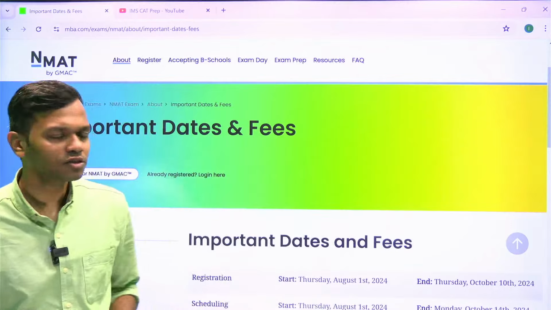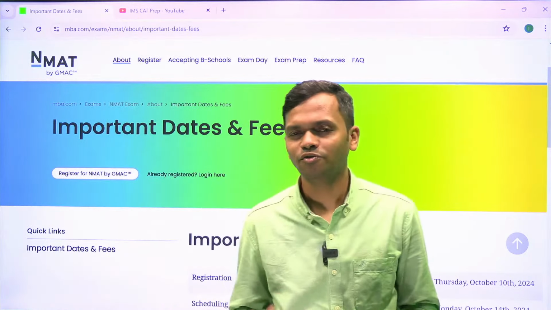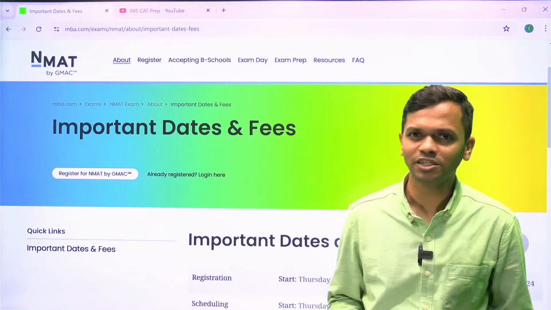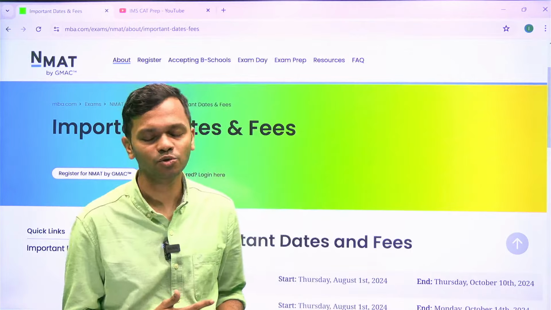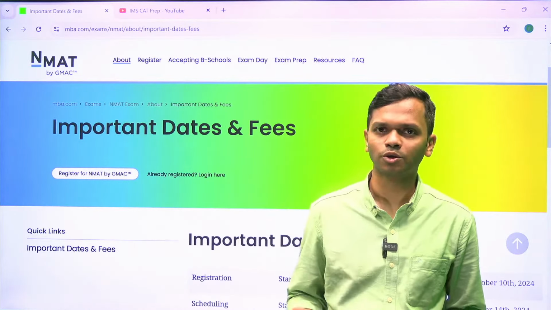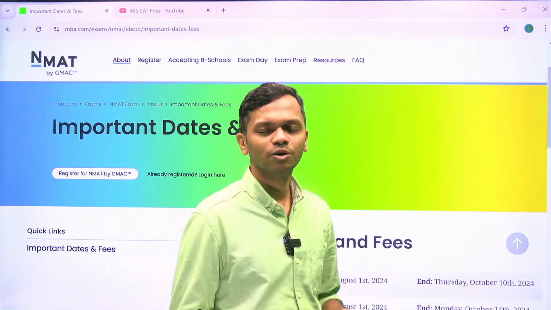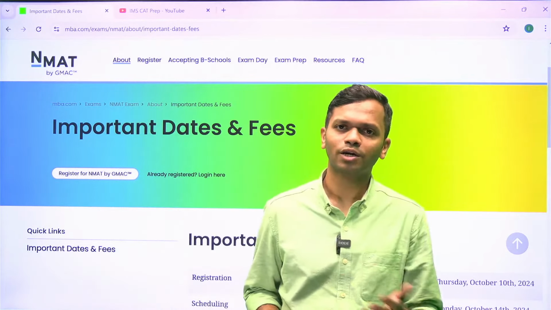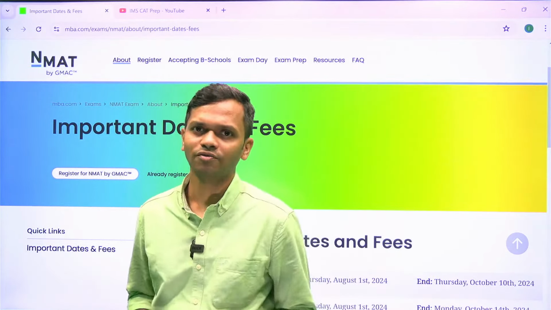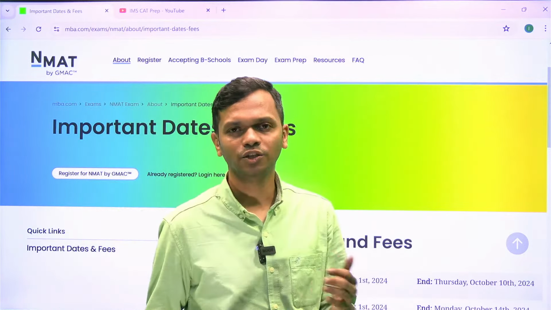So first things first, the notification for NMAT 24 is out and there are a few major changes. Of course, the biggest change is in the test window, which has been reduced and is going to start at a later point of time compared to what it used to be earlier. NMAT previously, if you had followed it in the previous years, used to start around October and get over in December. It used to be a 75-day window that has been reduced to 46 days. So that's a change that has happened.